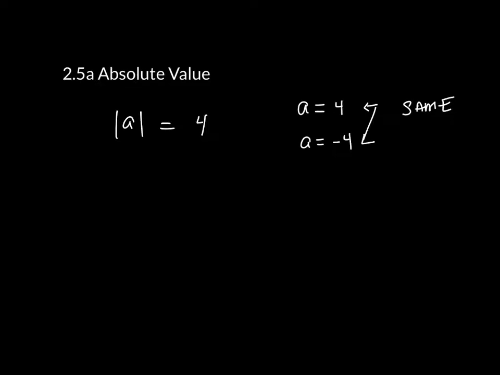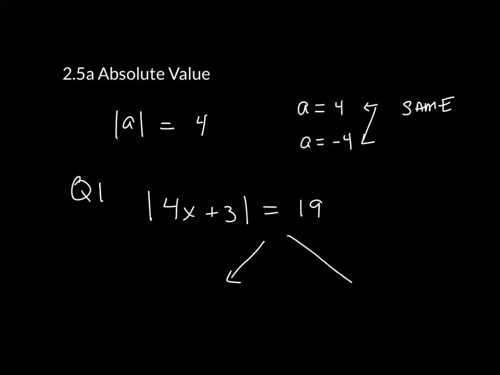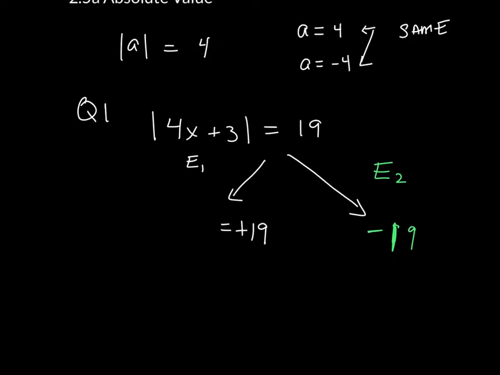If you have an equation like question 1, what you'll notice is I have the absolute value of 4x plus 3 is equal to 19. So I have to set this up into two equations. Equation 1 is equal to a positive 19, and equation 2 is equal to a negative 19. All right, so let's solve them both.